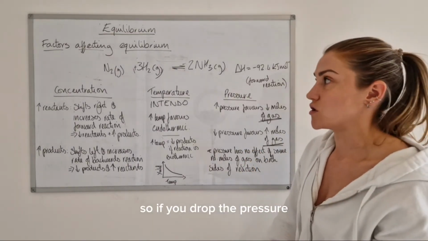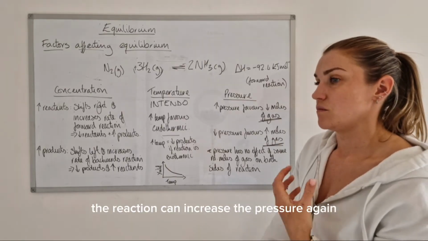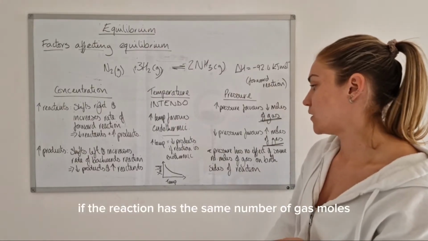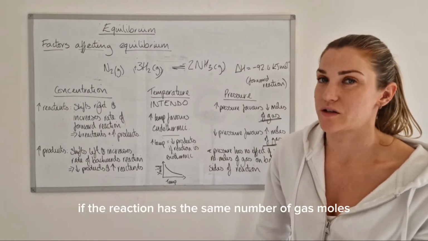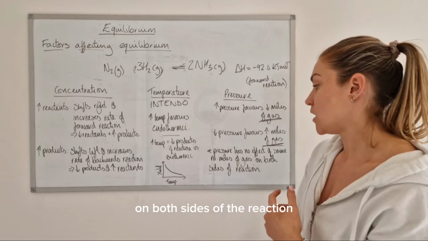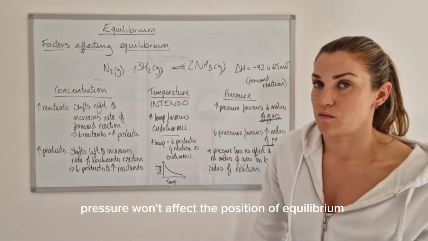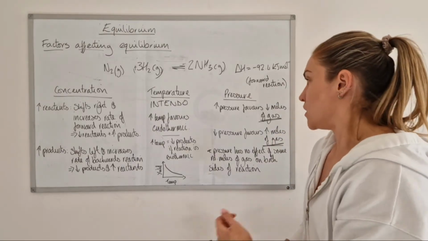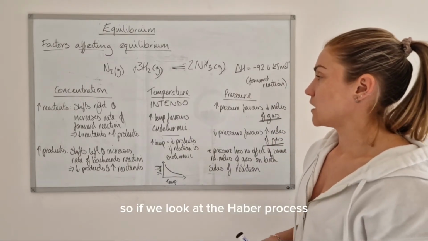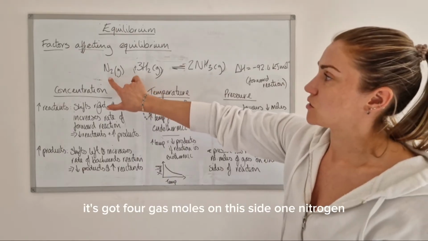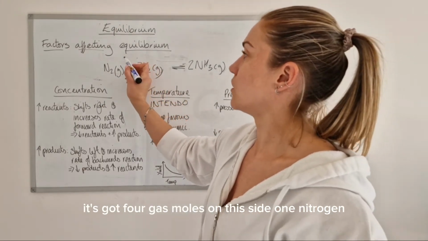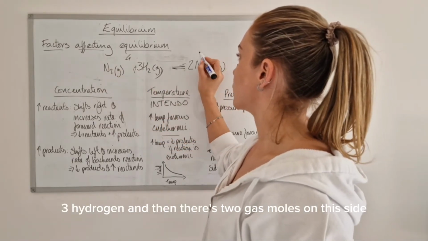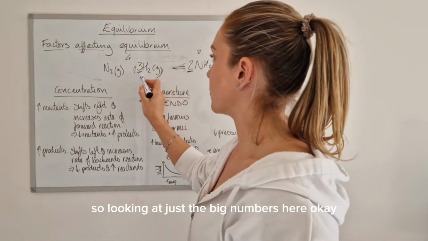So if you drop the pressure, the reaction can increase the pressure again by making more gas. If the reaction has the same number of moles of gas on both sides of the reaction, pressure won't affect the position of equilibrium because there's nowhere for it to shift, to undo the change you've made. So if we look at the Haber process, it's got 4 gas moles on this side, 1 nitrogen, 3 hydrogen, and then there's 2 gas moles on this side. So I'm looking at just the big numbers here.